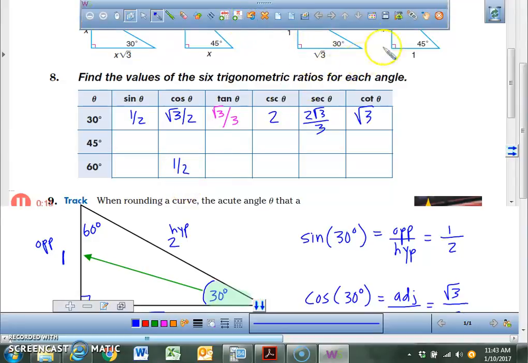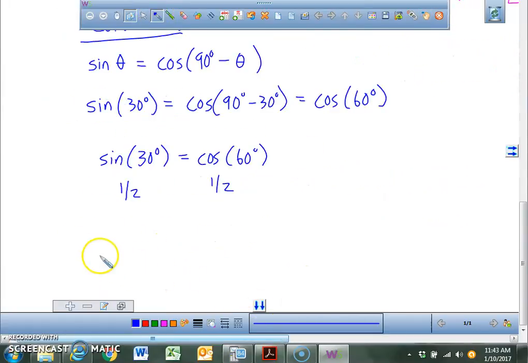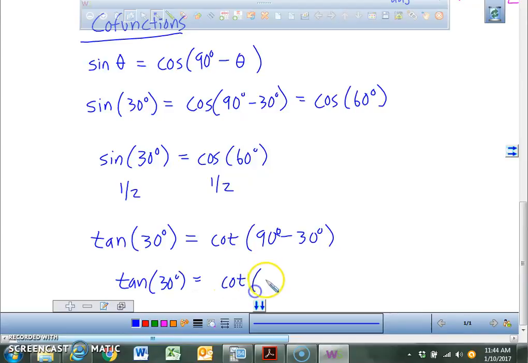All right, let's try another one. We're going to do another co-function. The next co-function we're going to do is tangent. The tangent of 30 degrees is going to equal the cotangent of 90 minus 30 degrees. Put the degrees right there. So what ends up happening? You get the tangent of 30 degrees equals the cotangent of 60 degrees.